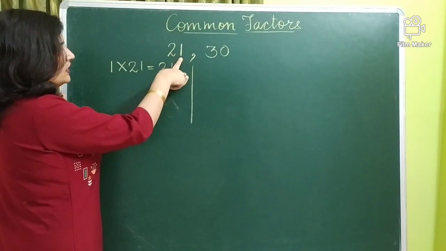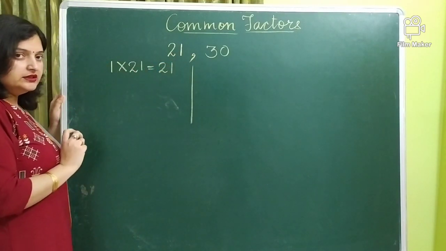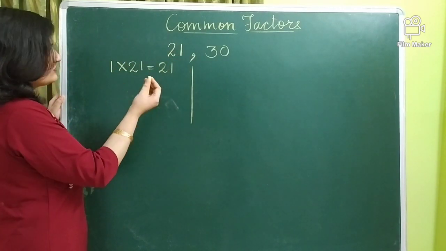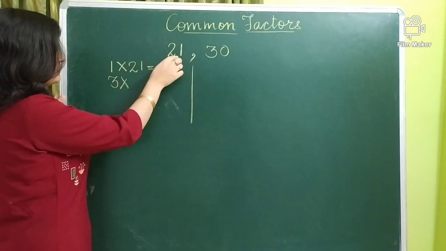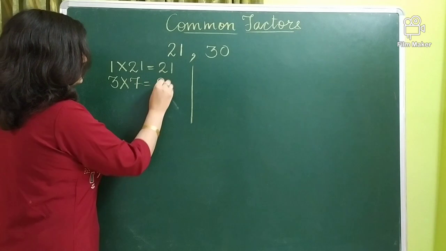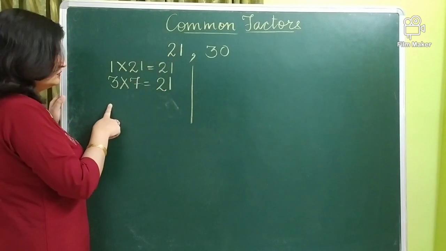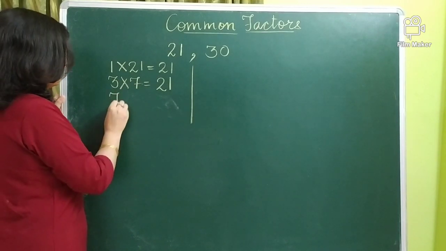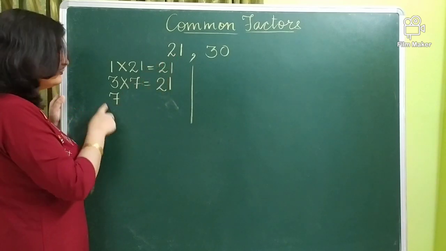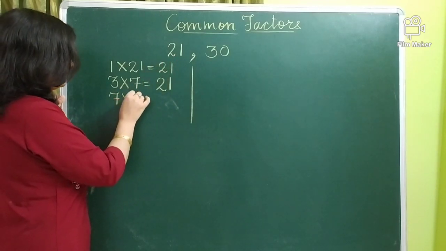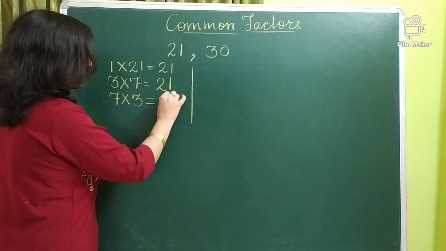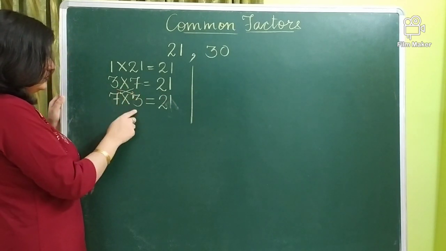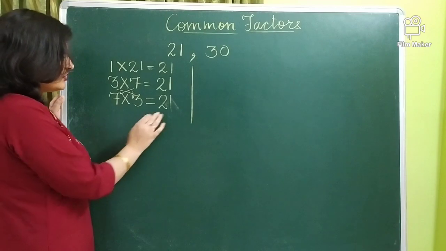After that, 2. Since 21 is an odd number, 2 is not a factor of 21. So next, 3. Recite the table of 3 up to 21. So 3 sevens are 21. Check it for 4, 5, 6 and then 7. We have found that 4, 5, 6 are not factors of 21, and 7 threes are 21. If you look carefully, we get a pair of numbers which is interchanging. So we will stop here.